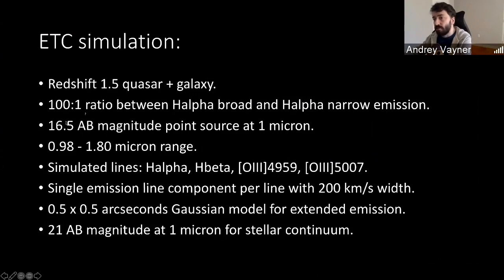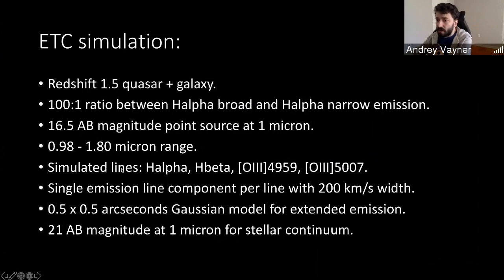We have a 100-to-1 ratio between the H alpha broad peak and the H alpha narrow emission line peak. This is in the central spaxel. It's a really high contrast ratio that we're trying to test. We're really looking to see if our software works at these extreme contrast ratios between the host galaxy and the quasar. On a more physical, on-sky level, the quasar is at 16.5 AB magnitude at 1 micron, so that's a fairly bright point source.